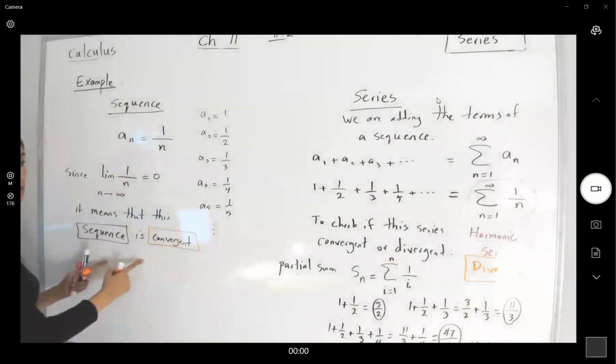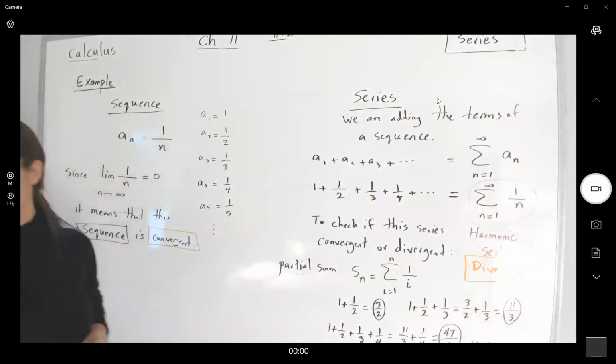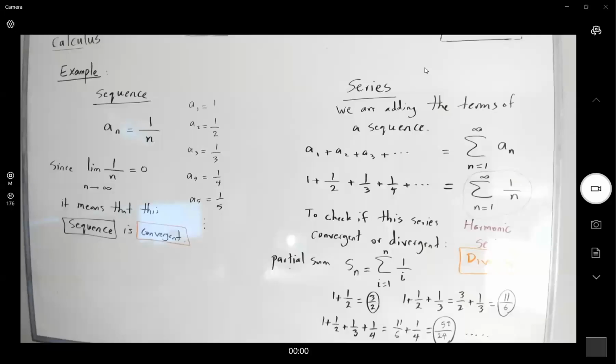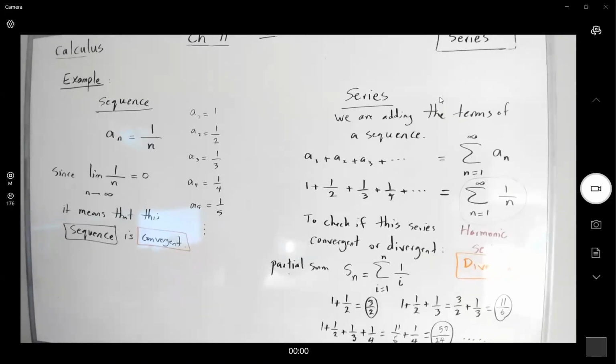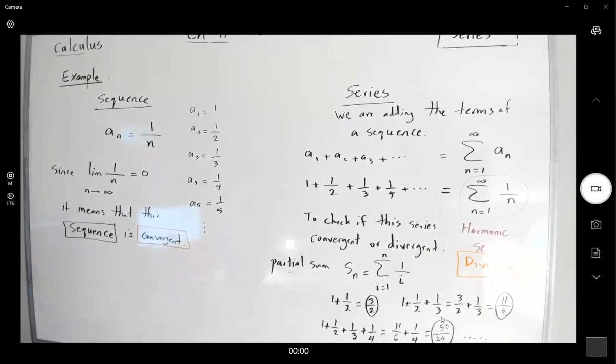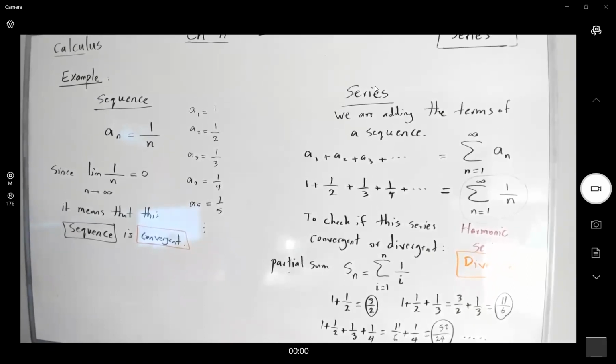The sequence is convergent, but the series coming from that sequence is divergent. Guys, we fixed the fractions. I made mistakes when I took the common denominator in the first one, so please fix that. These are the partial sums.